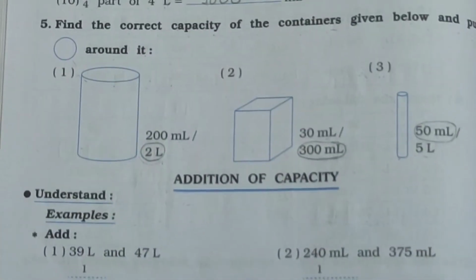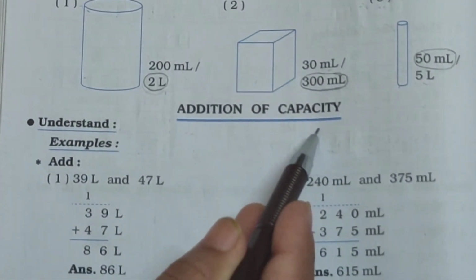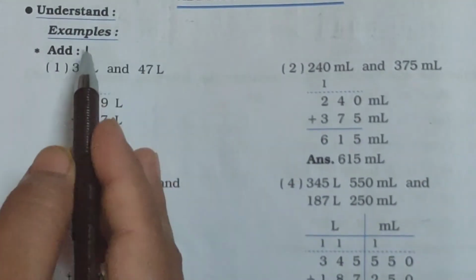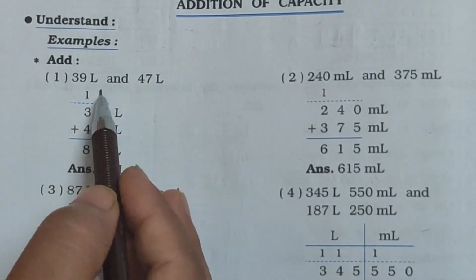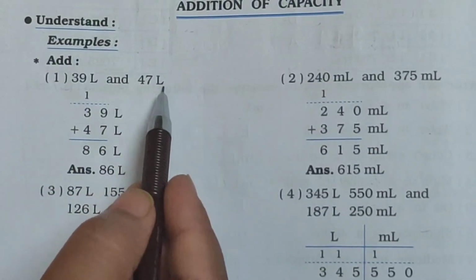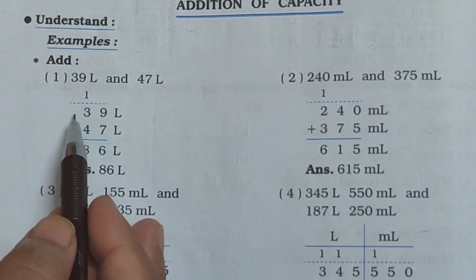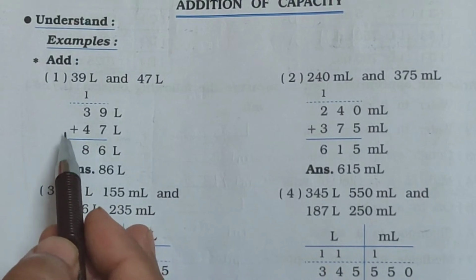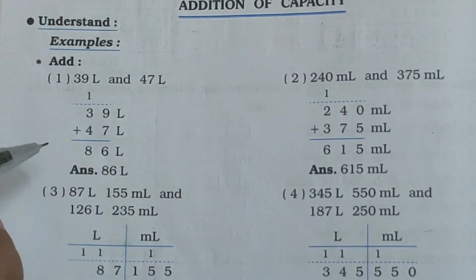Now see additions of capacity. Here you have to do the additions. See the examples first. Understand the examples we will see first. Add the first one, 39 liter plus 47 liter. The main thing is how you have to write down this type of sums in a systematic manner. See how they have written it, you have to see very carefully.